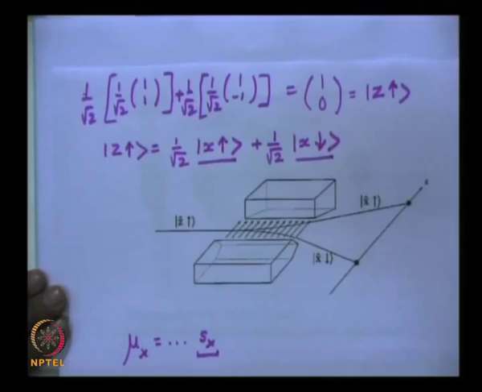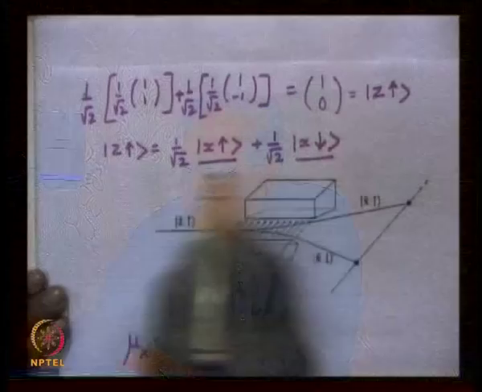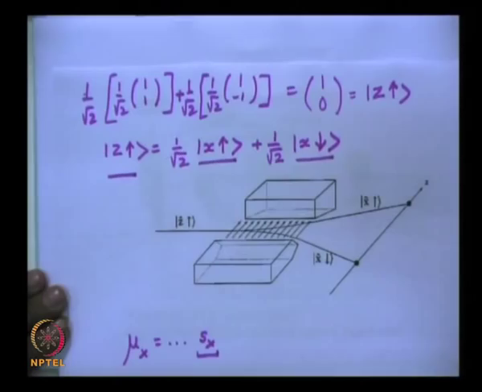But if I do the experiment with one silver atom which is in the z up state, I will not be able to tell for sure which spot it will go to, because it is in a superposed state. This indeterminism, which Einstein could never accept, is a consequence of quantum mechanics. This concept of superposition, that a state is a superposition of two different states, is a consequence of quantum mechanics.